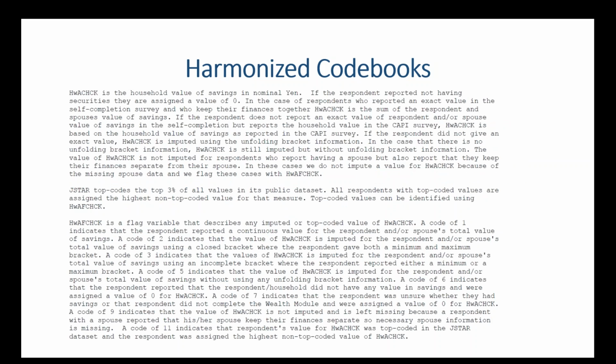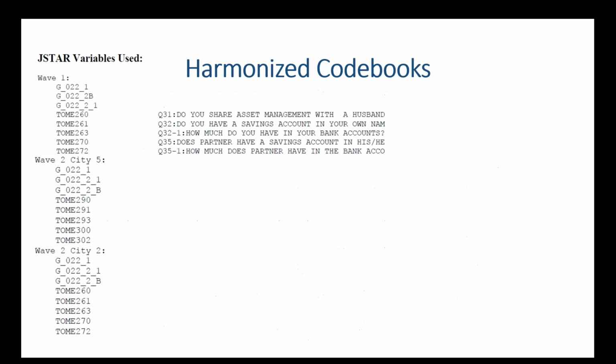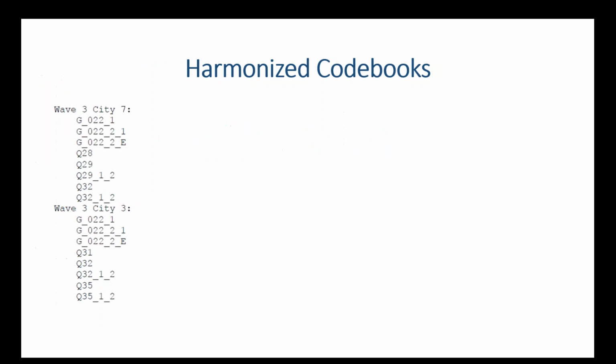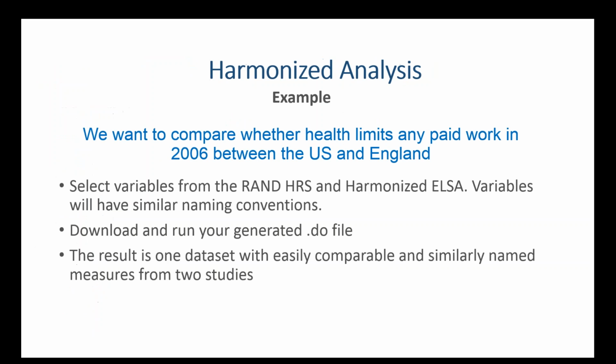Again, it goes on for a while. We talk about the top coding. We also talk about how we imputed, what were the assumptions we made in imputing. And then we list all of the variables that were used also. And again, there's a lot more variables used in this case.